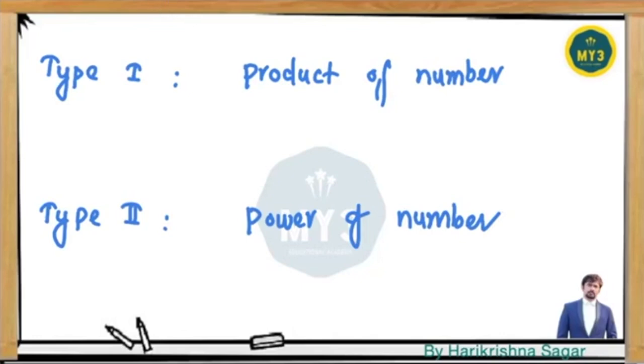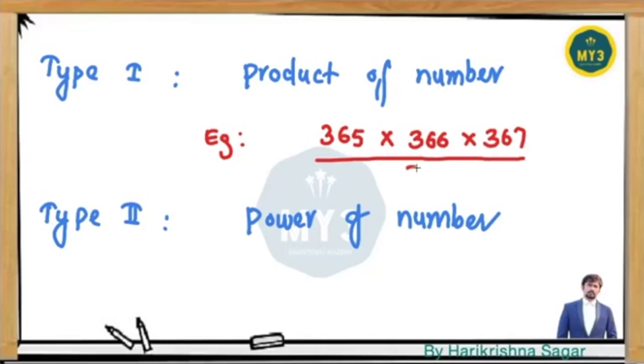I will tell you with one simple example. You can just go and understand that. So an example question you can observe here. The question is narrated like this: 365 into 366 into 367. This number is divided by 7. What is the remainder? This is the first type of question. That means they will give the numerator as a product of numbers, and they will expect us to figure out what is the remainder after dividing.